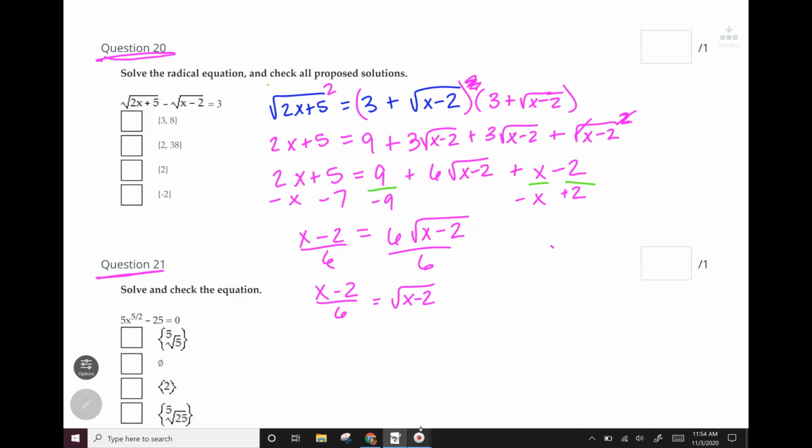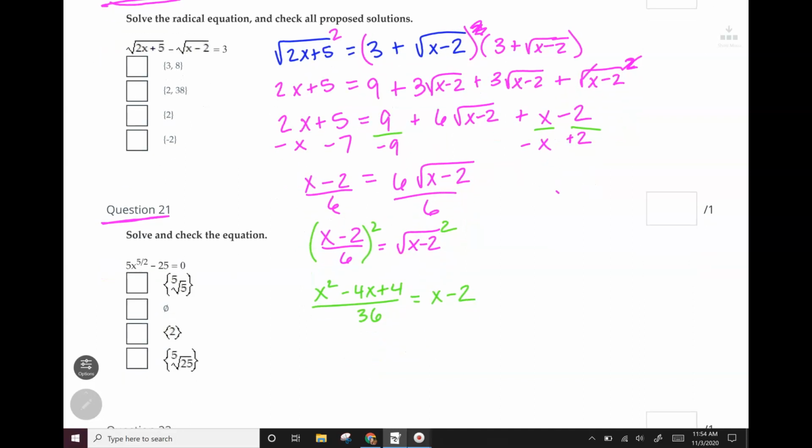So now what you need to do is square both sides to get rid of the second square root. So you'll square the top and the bottom, which means again that you need to FOIL the x minus 2. If you FOIL that, x minus 2 times x minus 2, you should get x squared minus 4x plus 4 over 36. The square root and the square cancel on the right-hand side. And now we want to solve for x. So I could divide everything by 36 on the left-hand side, but the easier option is to just multiply 36 to cancel that out. So multiply this side by 36.